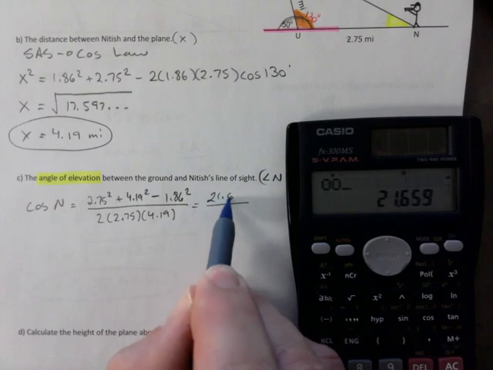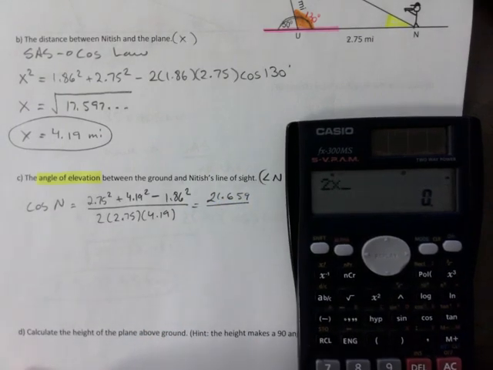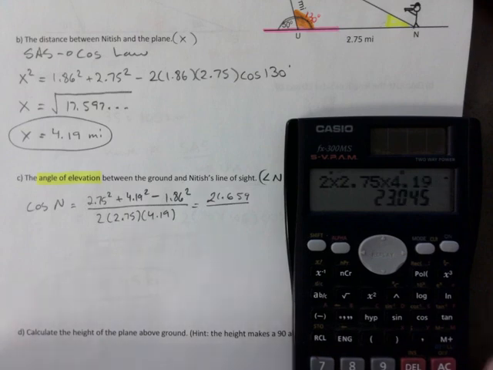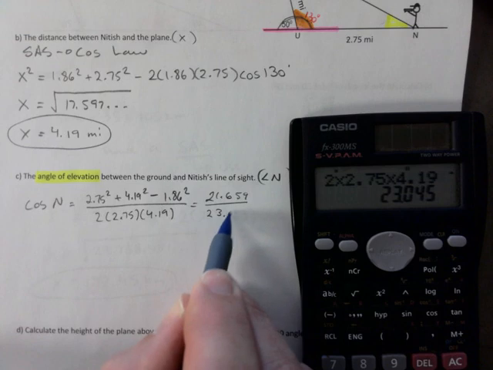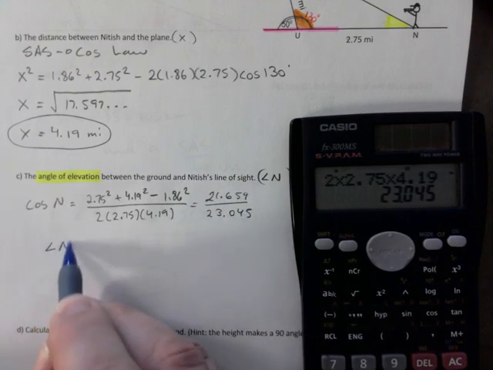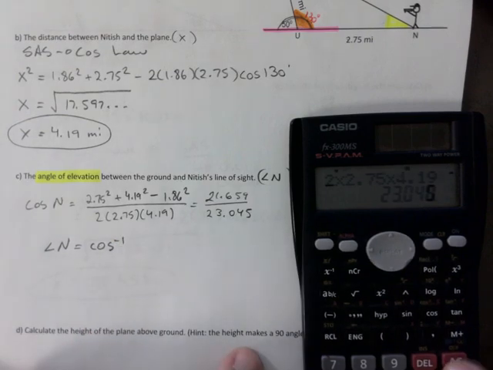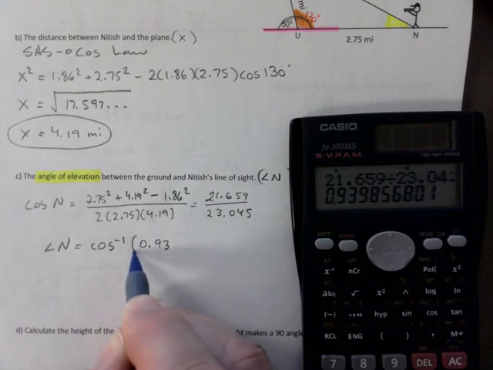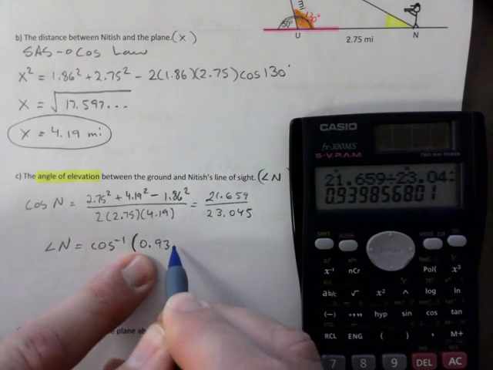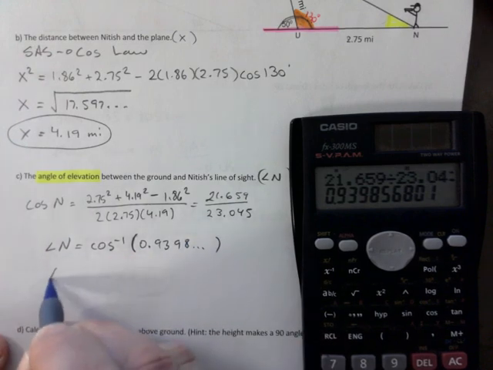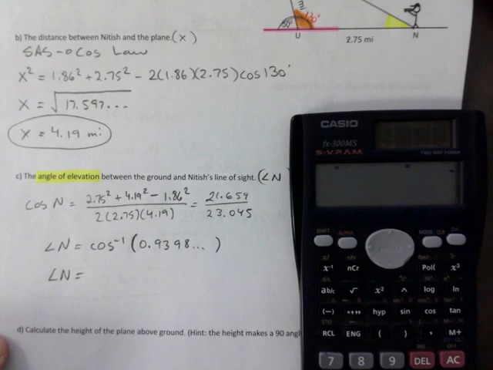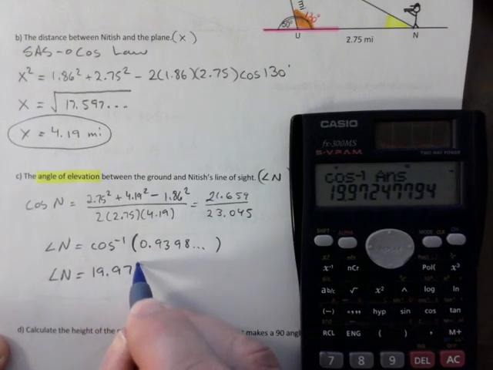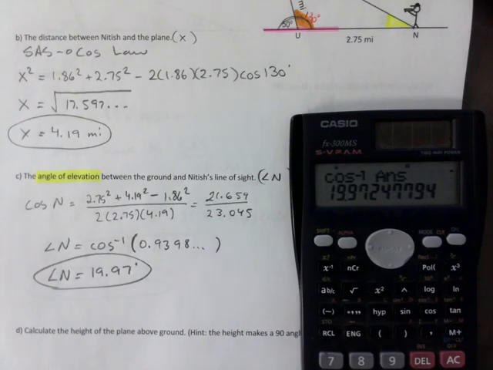21.659. And the denominator, 23.045. Angle N is going to be found by going cosine inverse of 21.659 divided by 23.045. And if you're wondering why I do the brackets, it's because you're taking the inverse of that, so it's best to do it that way. Shift cos, 19.97 degrees. You round to 2 decimals, regardless of what your teachers did last year. Okay. Sure.